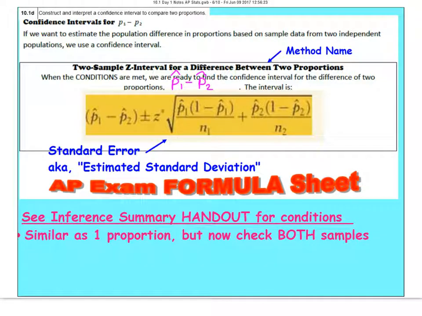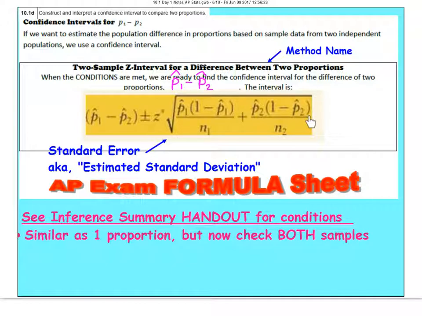For the confidence interval, it's just like it was for a single proportion, but we're going to find the difference. Remember, this is the mean right here. So if it's for the difference, we will subtract the two p hat values. We're going to do plus or minus our critical value using a z-score. And then remember, this is the standard deviation.